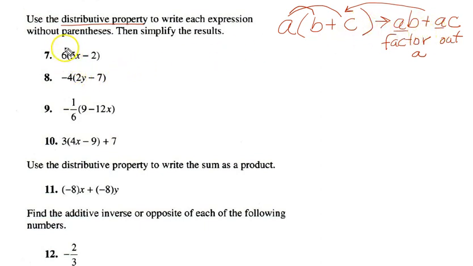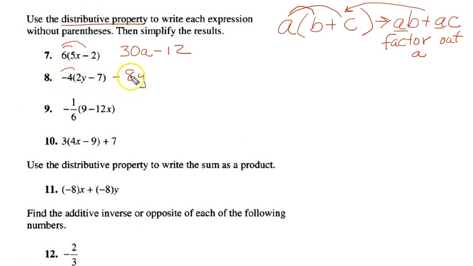Now we want to distribute. So this would be 30x minus negative 2 times 6, 12. And distributing negative 4, that'll be a negative 8y.